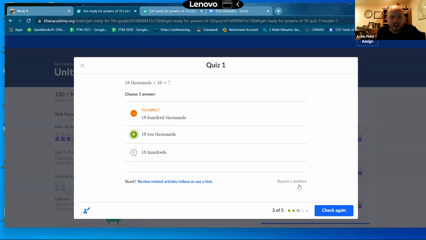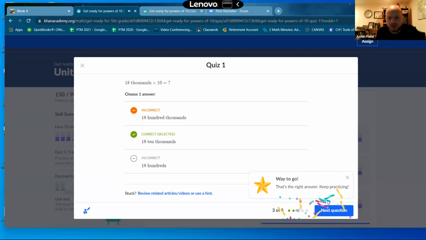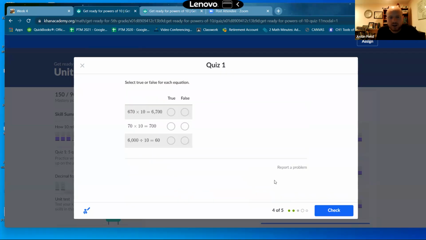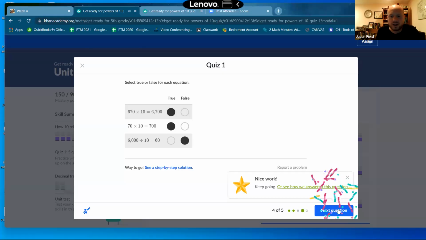But it's actually 18 10,000ths because we're adding 1 extra 0. But it would be 180,000, not 1800 thousandths. Very tricky. Put it in the organizer if you want me to explain it again. Select the true or false for each equation. Okay, so 670 times 10 is going to be 670 with an extra 0. True. 70 times 10, true. 6,000 divided by 10 is going to be 60. False. It would be 600, right? Take away 1 zero.